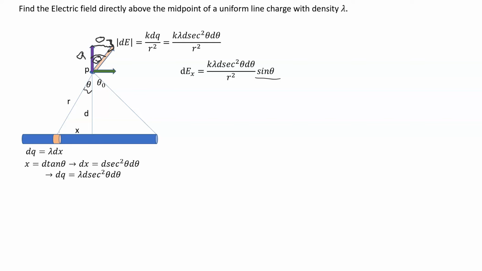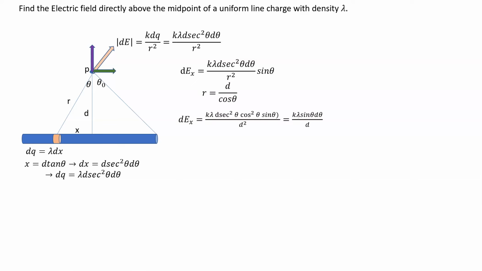The only other thing we need to do now is get rid of r, because r obviously depends on theta. It's the hypotenuse of the triangle. Okay, so we can substitute in for r. r goes like d over cosine theta, and if you sub it in, it looks kind of like a mess, but what you get is actually something really nice and simple. Okay, so that is the x component of that little tiny piece of charge.